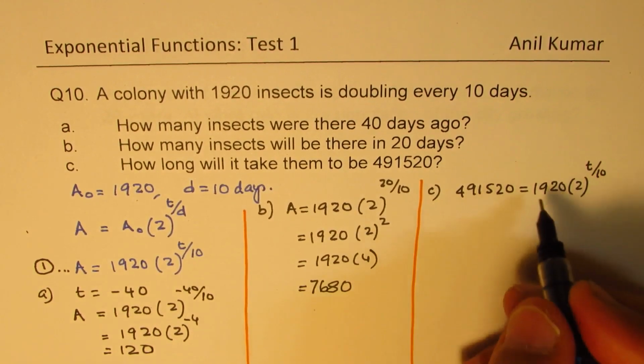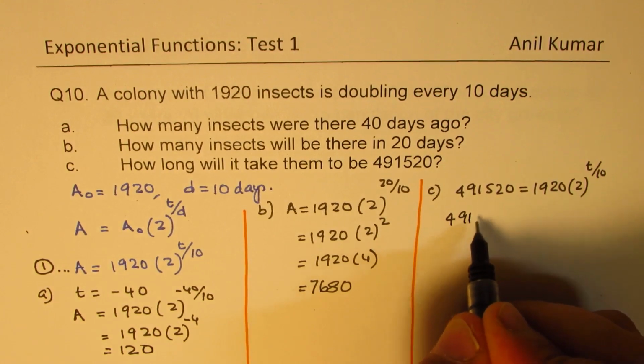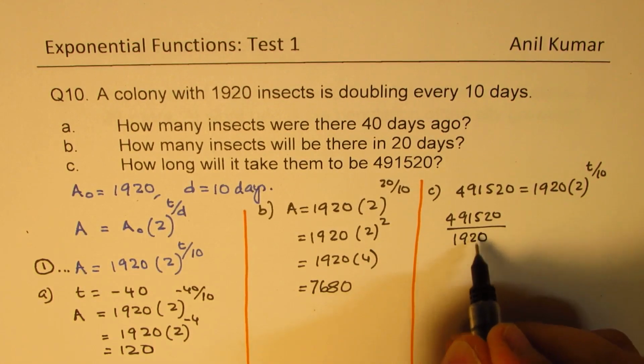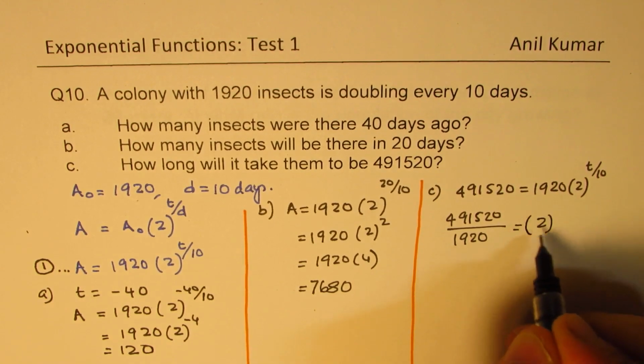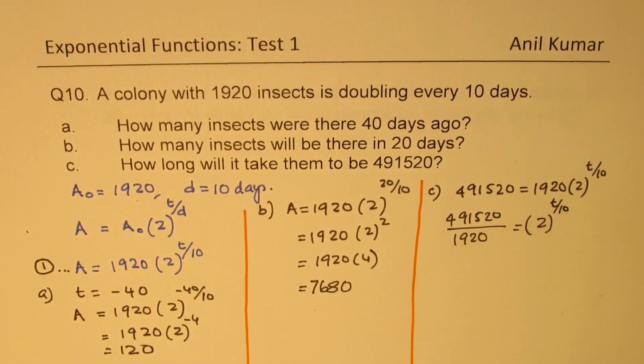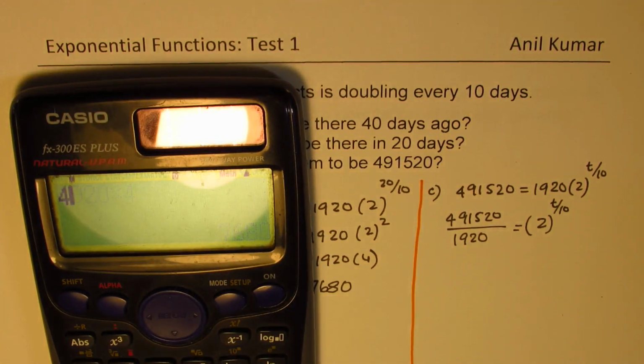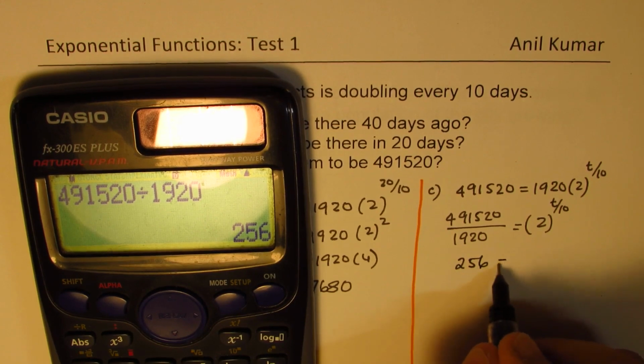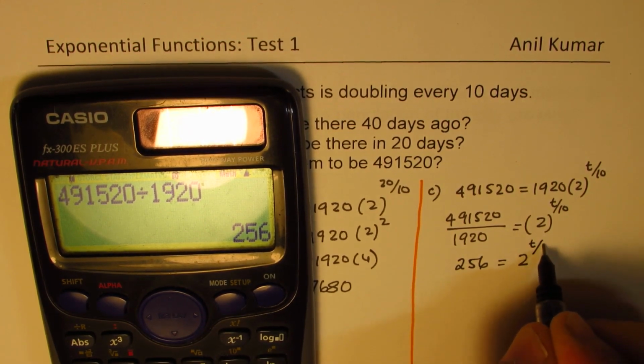Correct? So the first step is, let's divide 491520 by 1920. We get 2 to the power of t over 10. So let's do this and see what we get. 491520 divided by 1920, and that gives you 256. 2 to the power of t over 10.